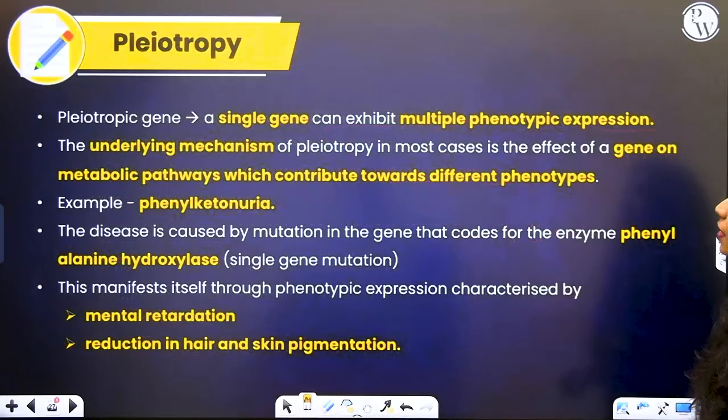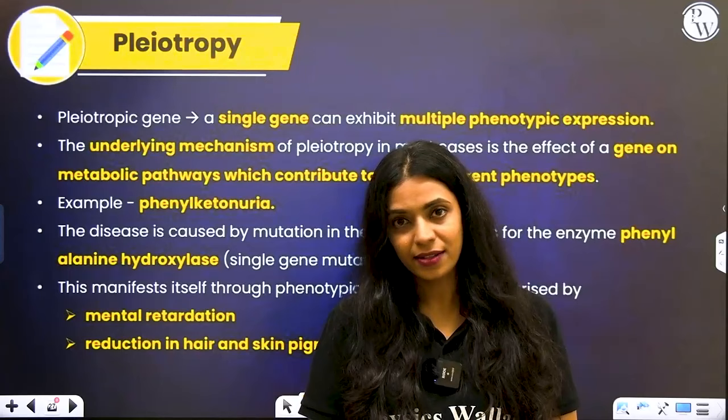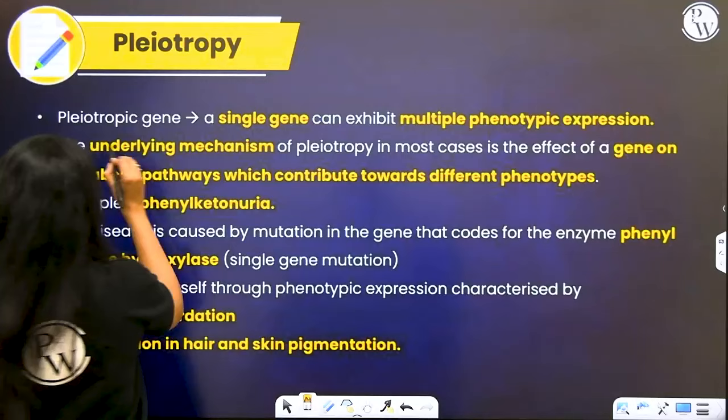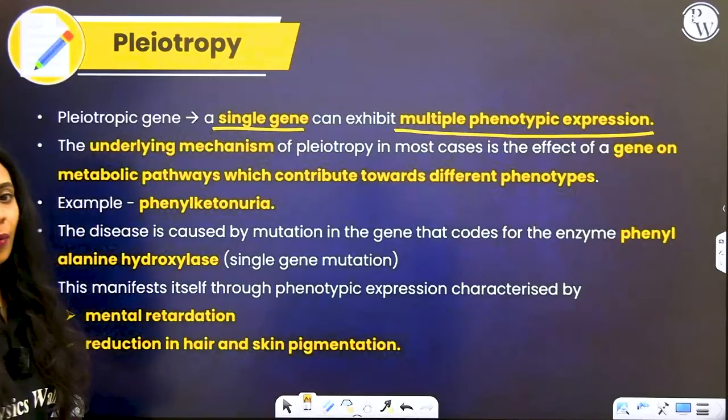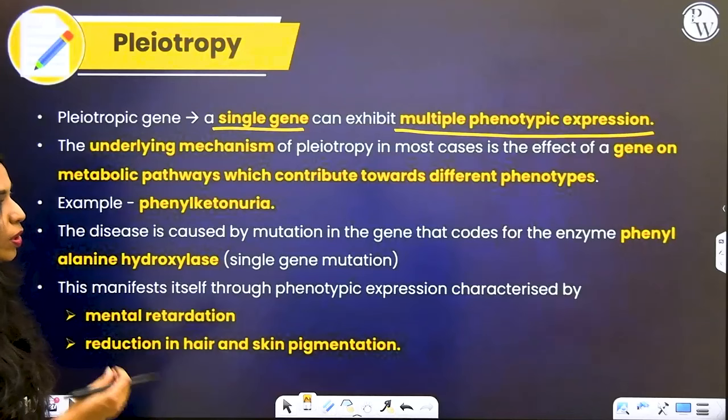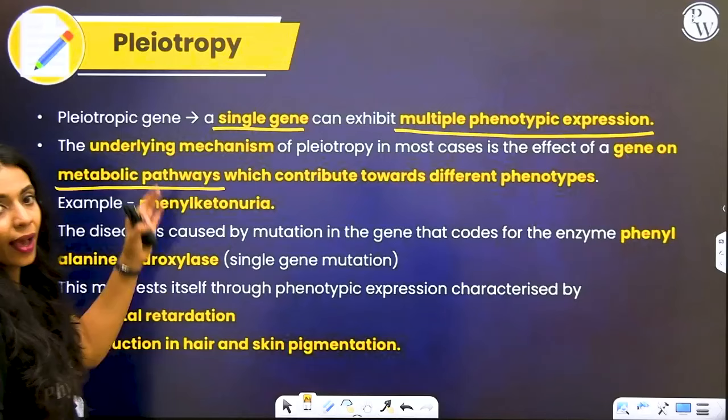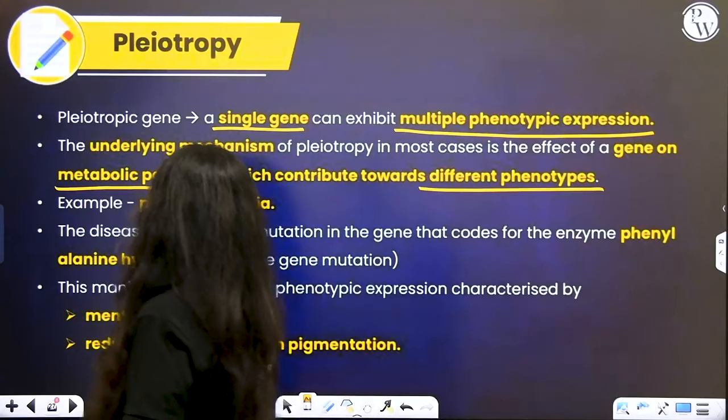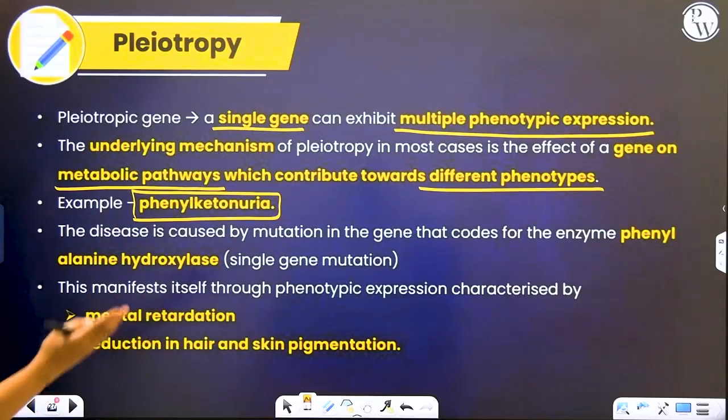Next, we have pleiotropy. Pleiotropy is like the opposite of polygenic inheritance, where a single gene is controlling more than one phenotypic expression. So a pleiotropic gene is one gene that exhibits multiple phenotypic expressions. What is the mechanism for this? The mechanism is that one gene will produce a product, okay, which is responsible for a metabolic pathway, and that metabolic pathway will contribute towards different phenotypes. One very good example for that is phenylketonuria. It is a genetic disorder. We'll learn about it later also.